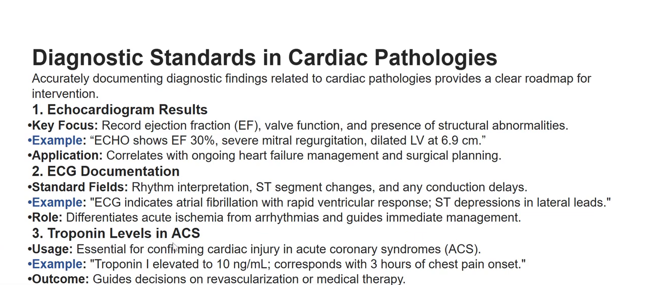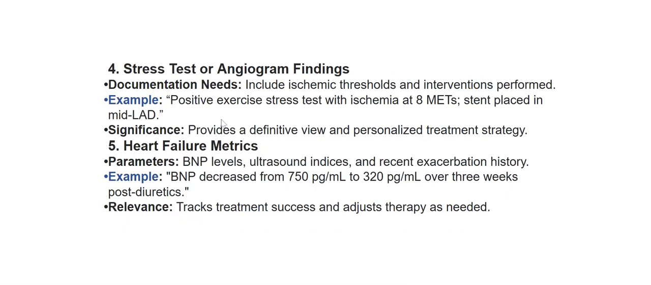Troponin levels in ACS, acute coronary syndrome. Usage here: essential for confirming cardiac injury in acute coronary syndromes (ACS). Example: troponin I elevated to 10 ng per mL, corresponds with 3 hours of chest pain onset. The outcome guides decisions on revascularization or medical therapy.